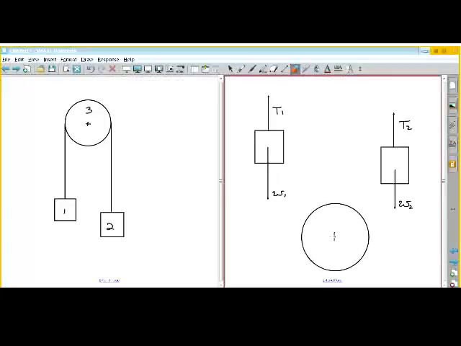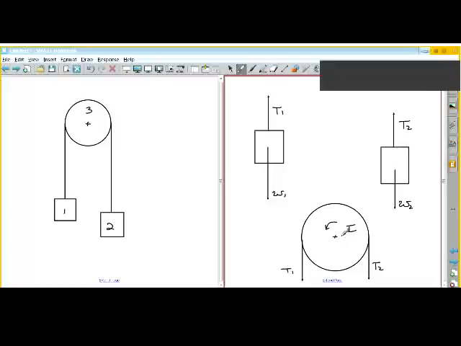And if you look at the disk here, you have the two tensions pulling down, which are going to create a torque around the center of rotation. So this is T1, this is T2. Remember, counterclockwise is positive torque and positive rotation. So T1 would cause a positive torque, and T2 would create a negative torque. And so for these ones you sum the forces, and for the disk you sum the torques.